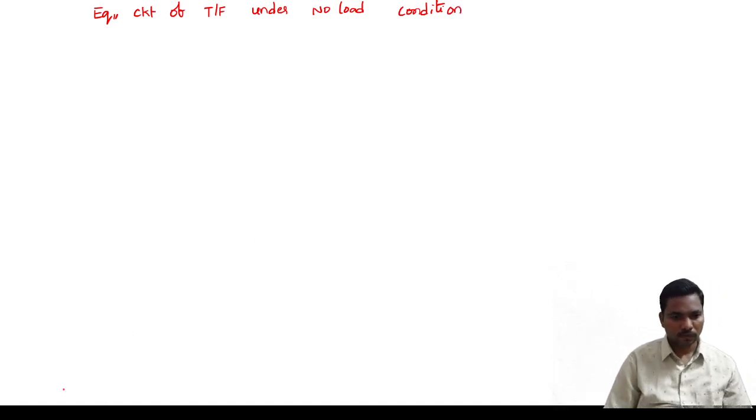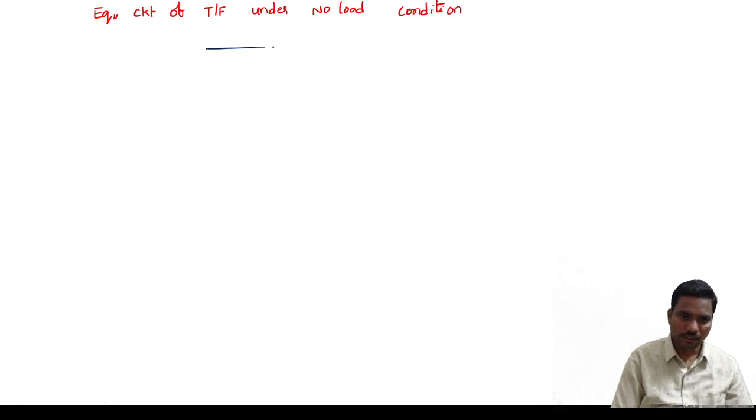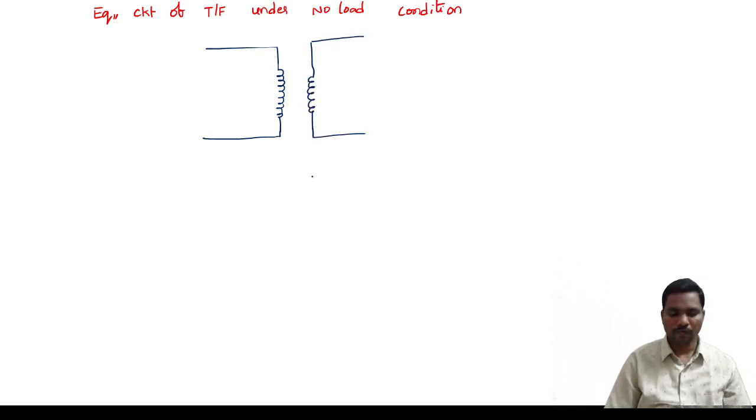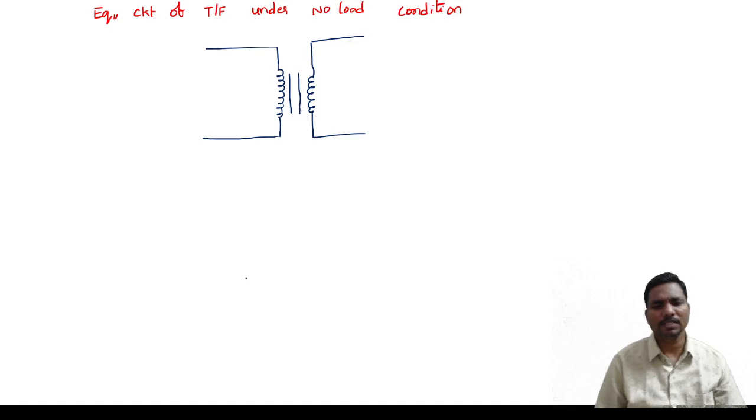Okay, so in this it is a very simple representation. Here if we have the transformer and these are the windings. Okay, here we can represent these two lines. What is the representation of these two lines?